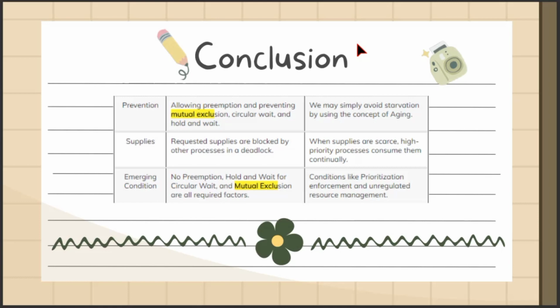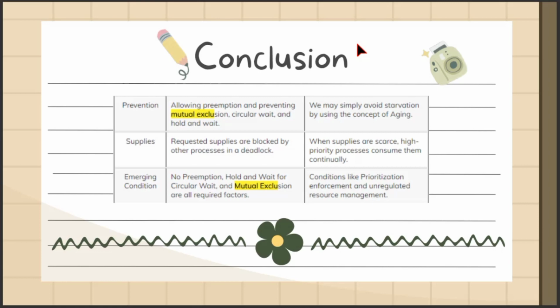And in prevention, for deadlock it is allowing preemption and preventing mutual exclusion, circular wait, and hold and wait. While starvation is avoided simply by using the concept of aging. And on supplies, in deadlock, the supplies requested are blocked by other processes. And when supplies are scarce, high priority processes consume them continually, and that's it for starvation.